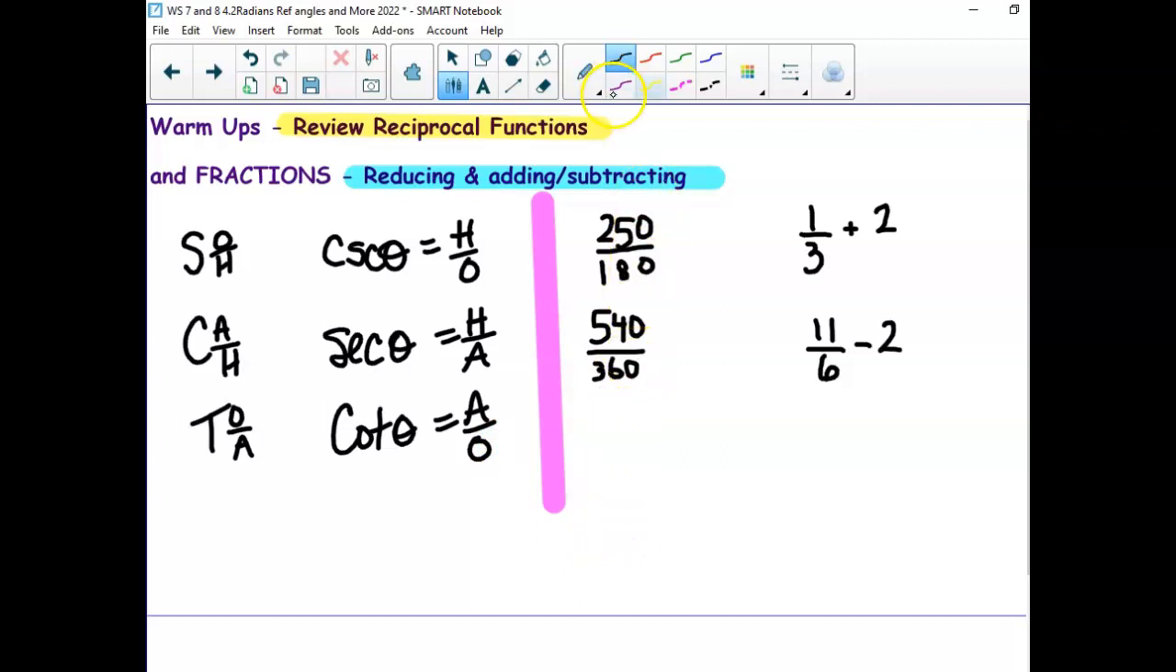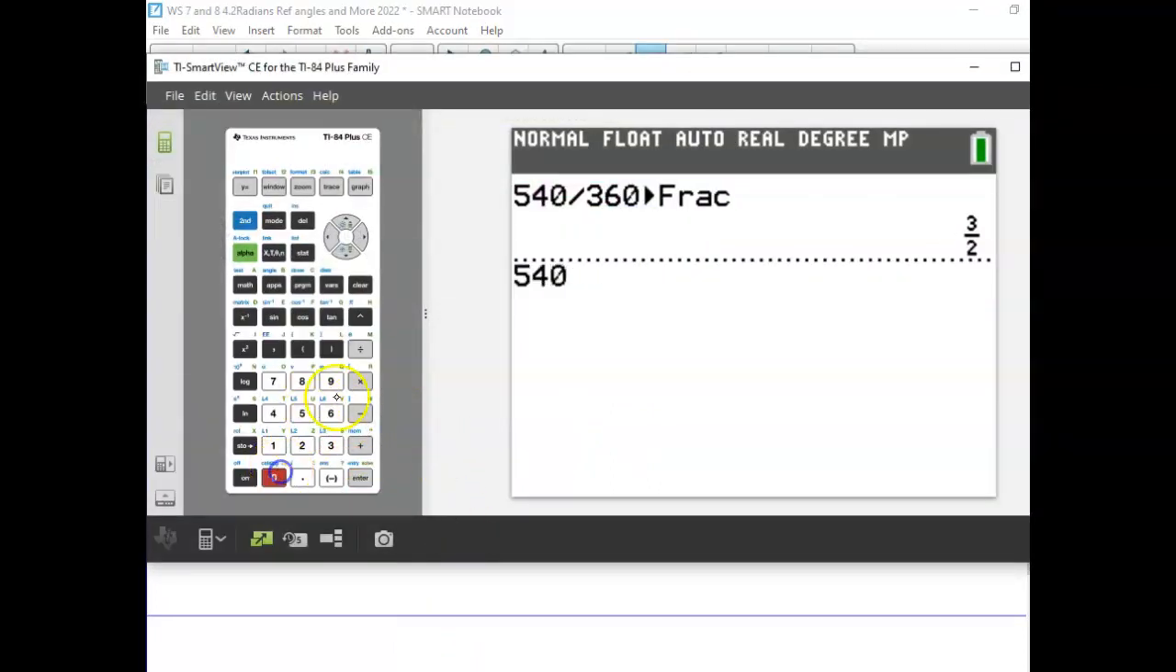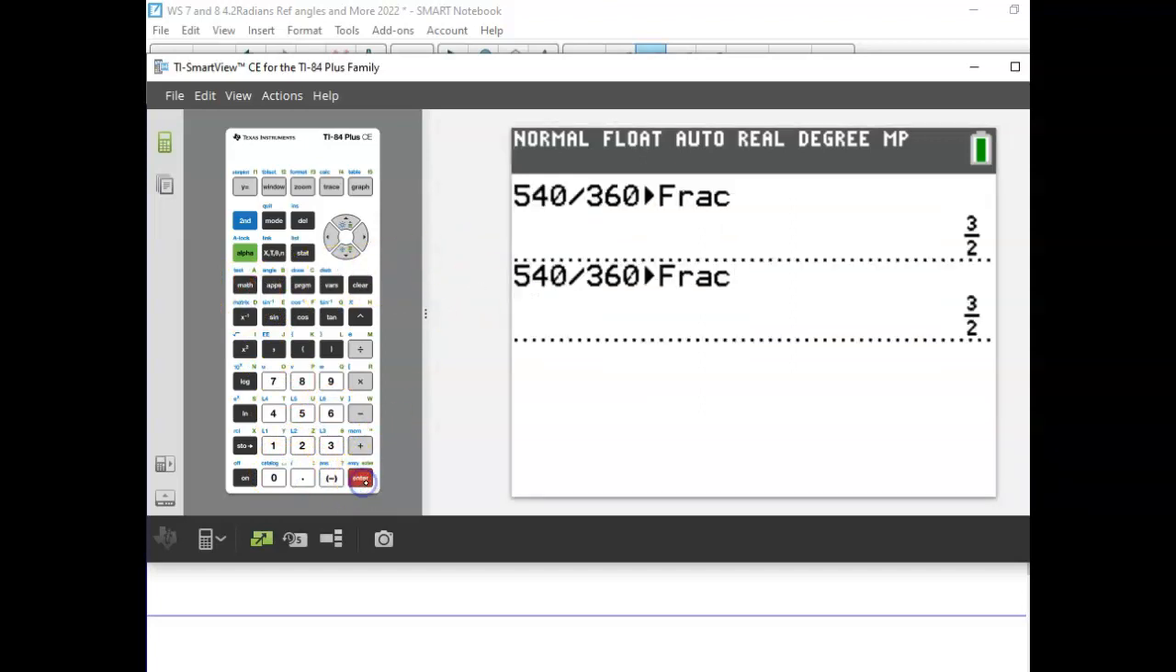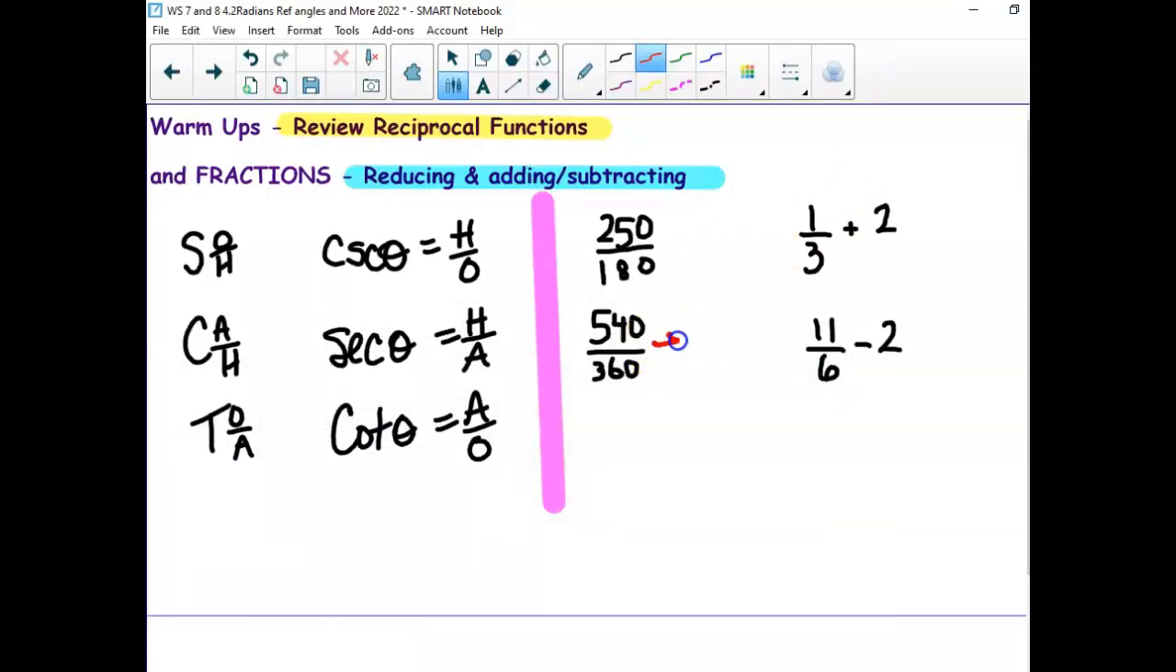Okay. Other little warm up here was just review. You have to be able to reduce fractions today. And I wanted to review, even if I just do one of those, like 540 over 360. If you go to math, number 1 here says change it into a fraction, and it always gives you the reduced version. So if you had to reduce this by hand, that's a lot of reducing, right? 10 goes in, and then you might say 2 goes in, et cetera. It's just a pain.